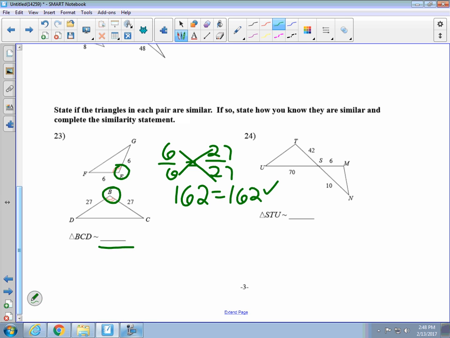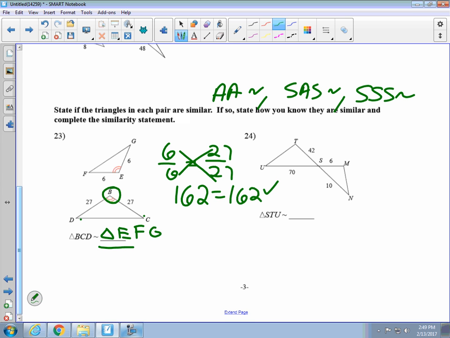It says B, C, D. So up here we're going to start with angle, I believe that was E. Let me erase that so we can see that. Yes, angle E. So we would say triangle E, F, G, and that's the similarity statement. If so, state how you know. Well, how do we know that they're similar? Well, that's going to be some of that other stuff that we learned about, where there's things called angle-angle similarity and side-angle-side similarity. And the last one was side-side-side similarity.